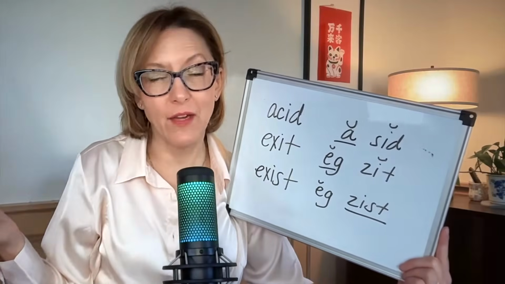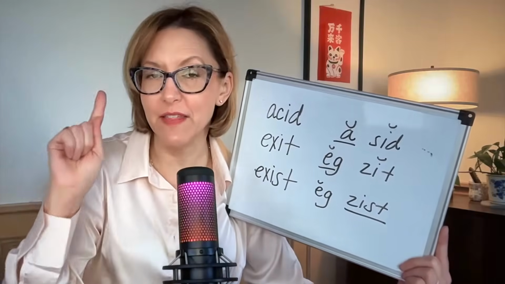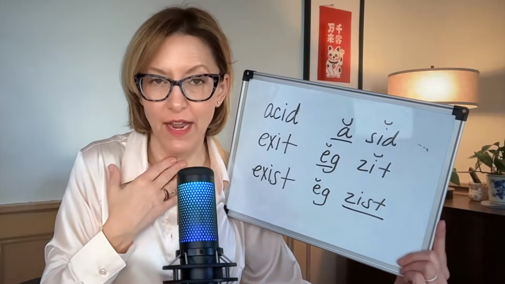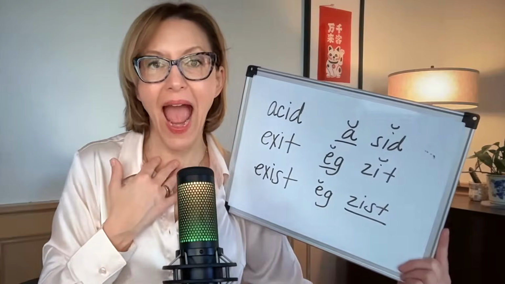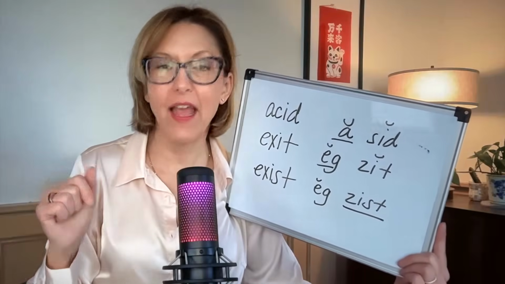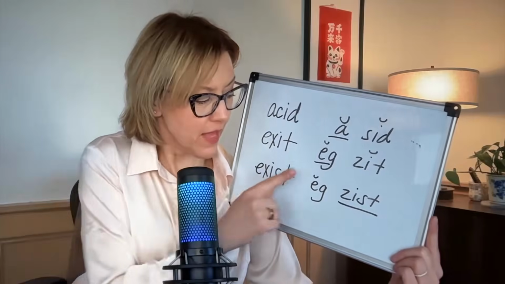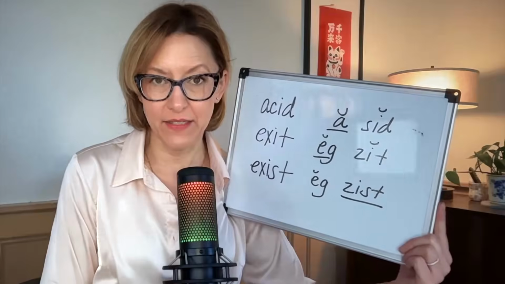And then we're going to end with that D. Touch the tip of the tongue to the spot where the teeth and the skin meet on the roof of the mouth, and your voice box is on and vibrating. Acid, acid. Now let's move on to exit and exist.